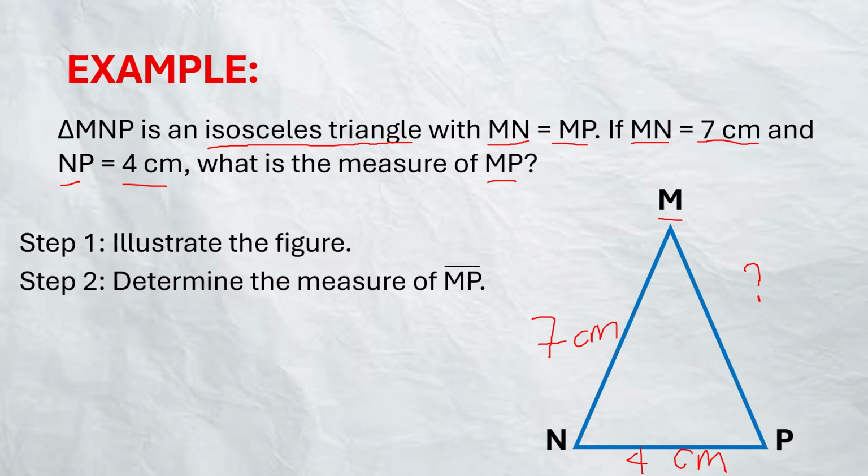Take note that this triangle is an isosceles triangle. So by definition, an isosceles triangle has two equal sides. So if side MN is equal to side MP, and if the measurement of side MN is 7 centimeters, therefore, the measurement of side MP is also 7 centimeters. So that is the measurement of the missing side.